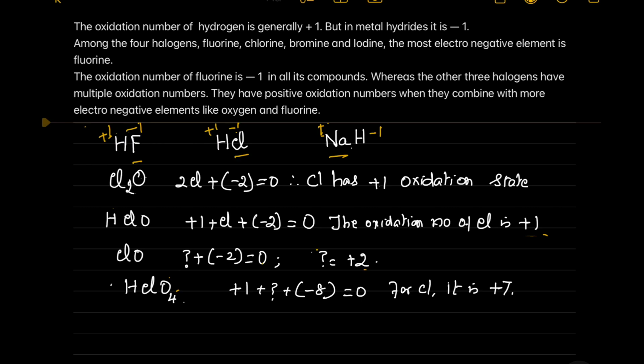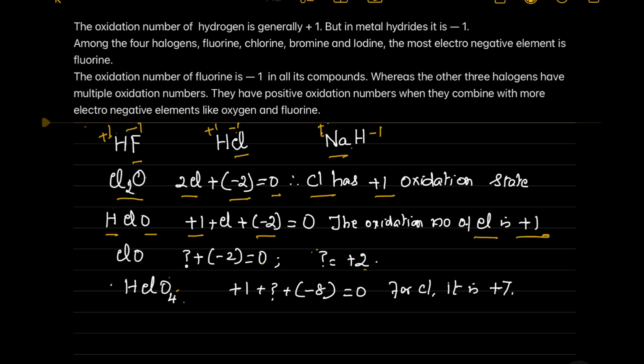First one is Cl2O. The oxidation number of oxygen is -2. It is negative because it is more electronegative than chlorine. So 2 chlorine plus -2 is equal to 0, or chlorine has +1 oxidation state here. In HClO, the oxidation number of oxygen is -2, +1 for 1 hydrogen, plus the oxidation number of chlorine is equal to 0. Therefore, the oxidation number of chlorine is +1 here.